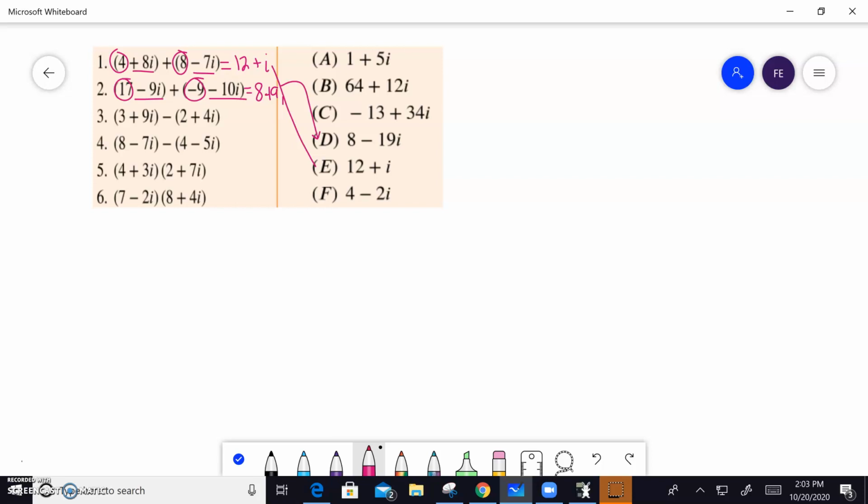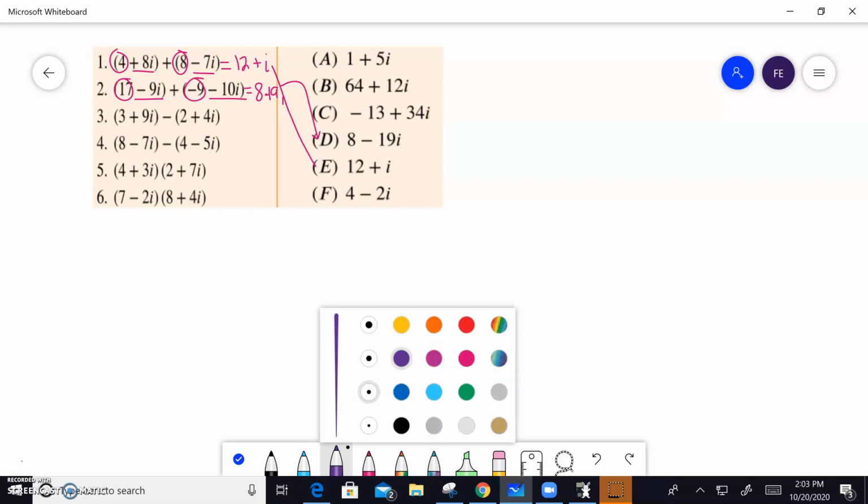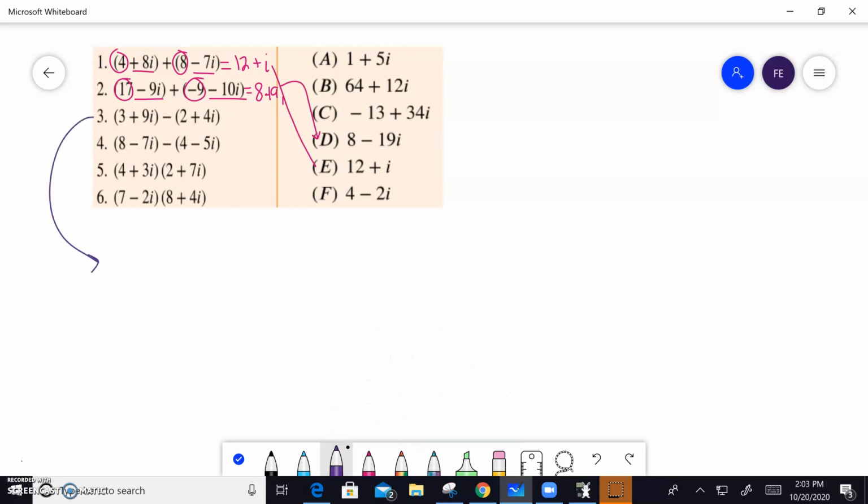3 and 4, you're now doing subtraction. Subtraction is very similar to addition, except you have one extra step. So for number 3, the first term will stay the same, the 3 plus 9i, but you've got to distribute the subtraction sign and subtract the numbers behind it. That means everything behind the subtraction will be multiplied by a negative 1, or just meaning its signs will switch to the opposite. A positive 2 becomes a negative 2. A positive 4i becomes a negative 4i. Once I do that, then I can combine like terms.